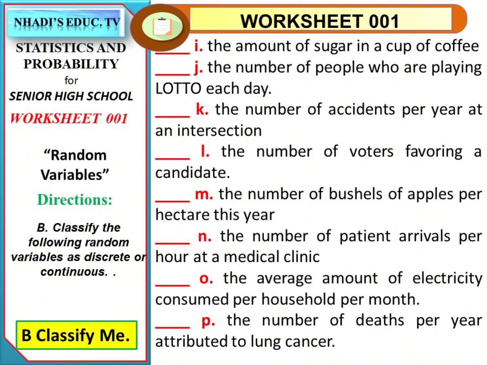So let's continue. I. The amount of sugar in a cup of coffee. J. The number of people who are playing lotto each day. K. The number of accidents per year at an intersection. L. The number of voters favoring a candidate. M. The number of bushels of apples per acre this year. N. The number of patient arrivals per hour at a medical clinic. O. The average amount of electricity consumed per household per month. And P. The number of deaths per year attributed to lung cancer.